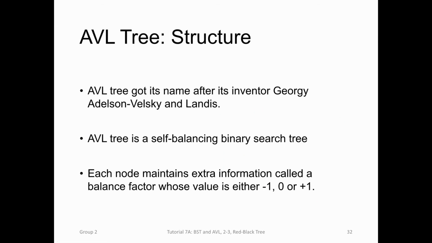Now we see the AVL tree structure. AVL tree got its name after its inventors Georgy Adelson-Velsky and Landis. AVL tree is a self-balancing binary search tree. Each node maintains extra information called the balance factor, whose value is either -1, 0, or +1.